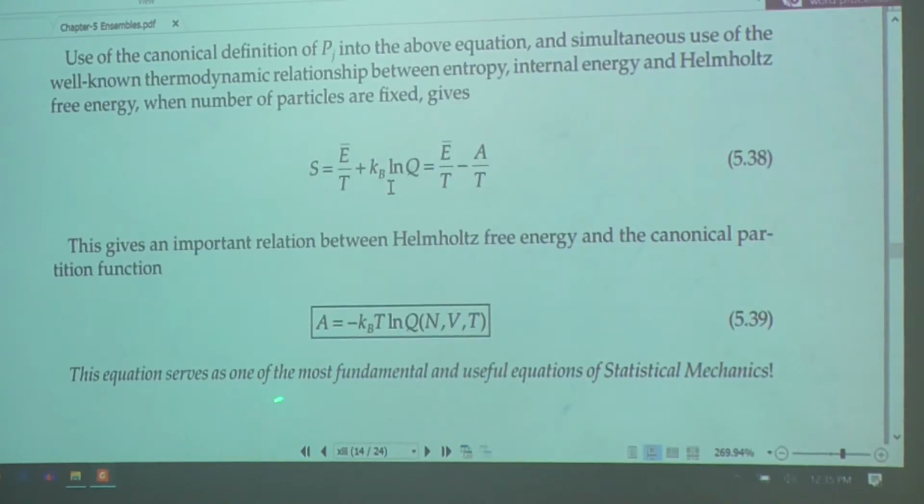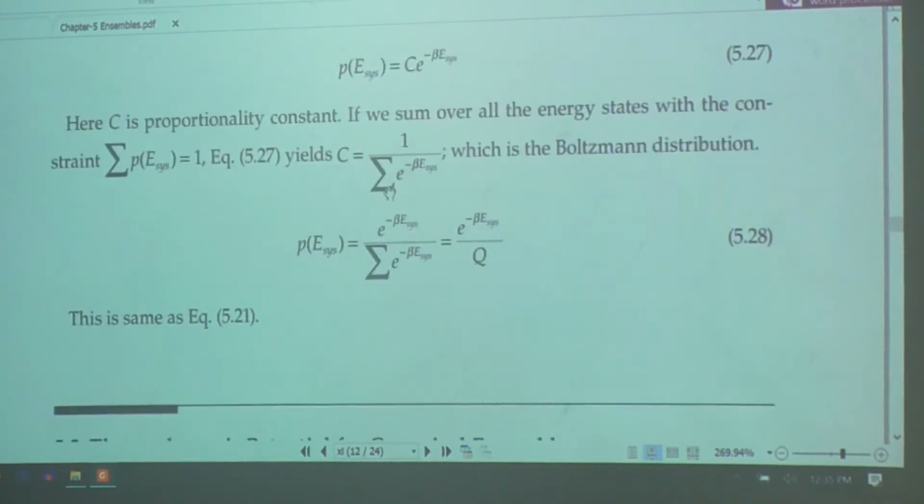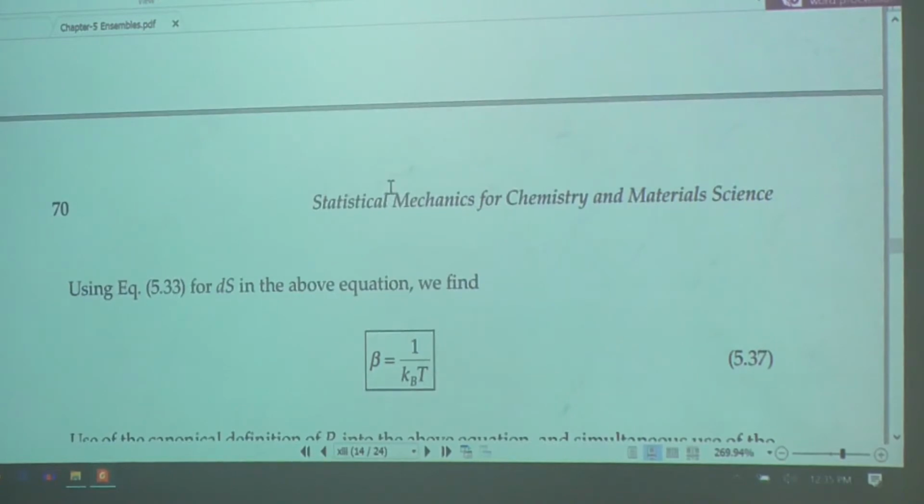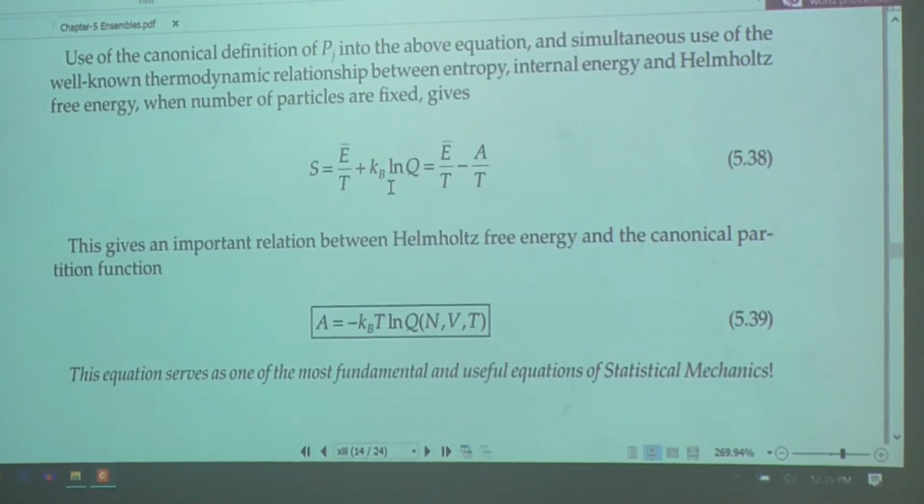Okay. So now, as I told you, this is the most important equation of statistical thermodynamics. First time, your Q is just a sum over e to the power minus beta E. So if you have the energy levels, you have the partition function. And if you have the partition function, then you can get this.